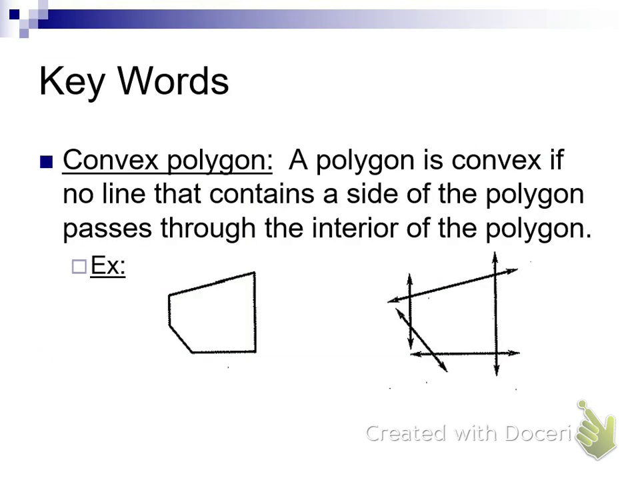First keyword, convex polygon. This is one way we can describe a polygon. A polygon is convex if no line that contains a side of the polygon passes through the interior of the polygon.